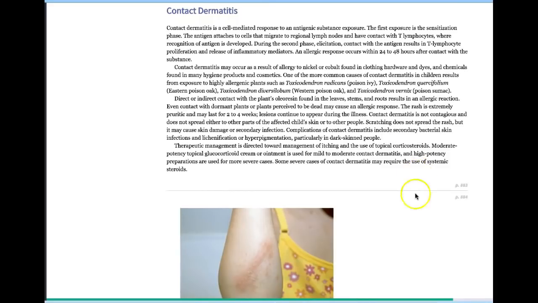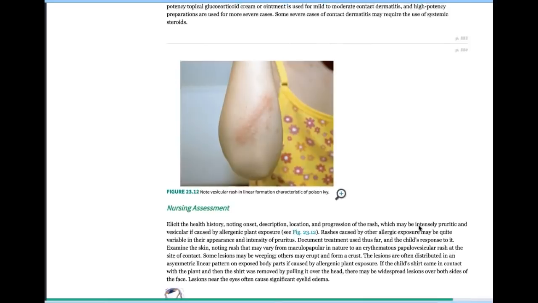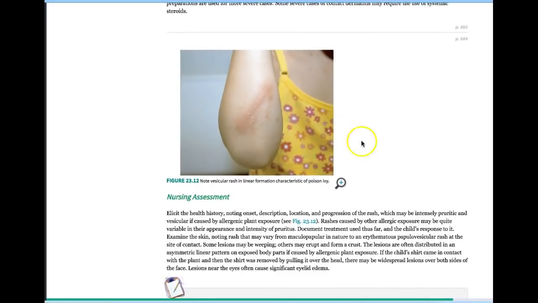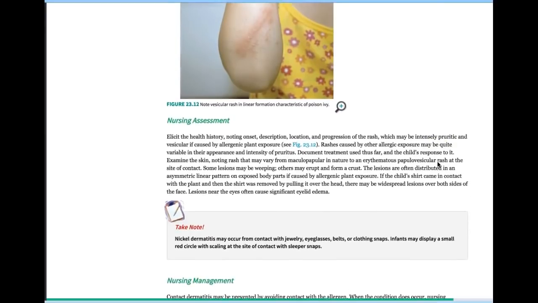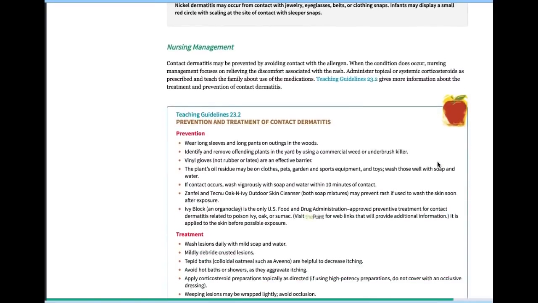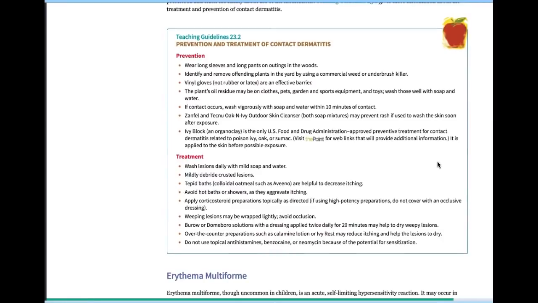And that's poison ivy. See how linear that is? And if you look really close, they're vesicular lesions. Here's how we prevent contact dermatitis. One of the things you need to focus on with contact dermatitis, especially if it's very itchy, pruritic, I guess I should be using the real word, is infection control, because you can get a staph infection pretty quickly if you continue to scratch and itch.